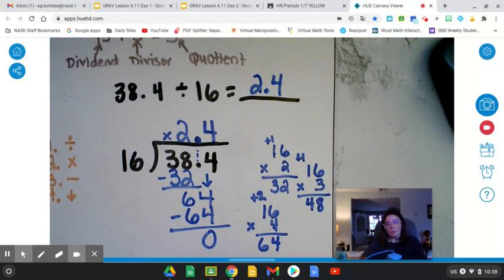So for this problem, it was a little more complicated because of the divisor being a 2-digit number that's kind of out of our times tables. We had to do the scratch work on the side to figure out how many times we could take things out. But other than that, the steps were the same.